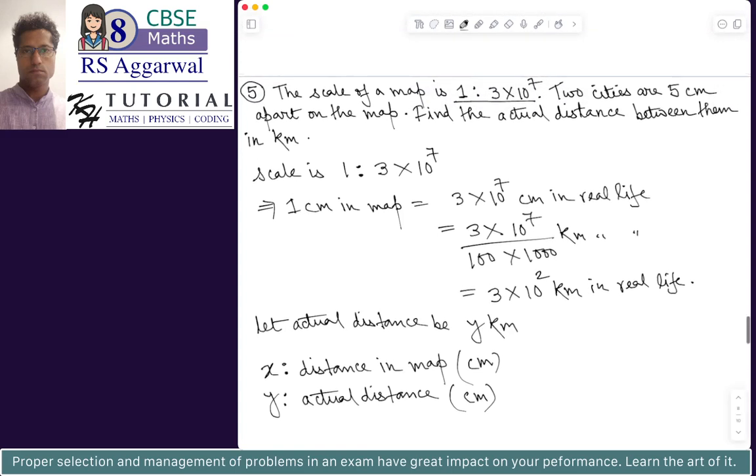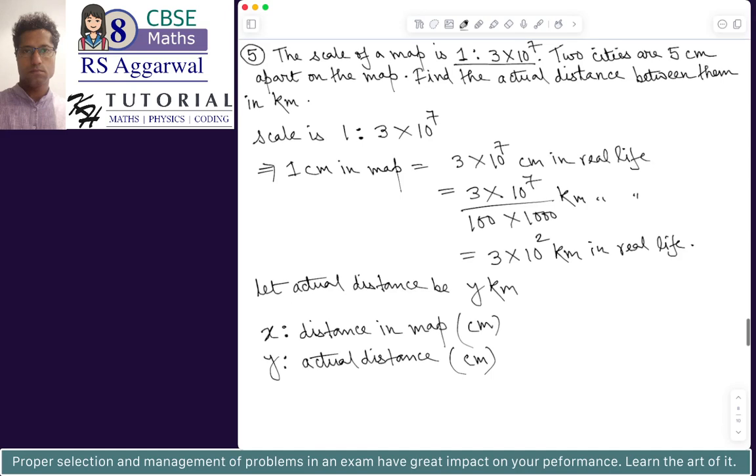So we can see that since the scale, what does the scale mean? The scale means that 1 centimeter distance in the map will be equal to 3 into 10 to the power 7 centimeter in the actual distance. So it means that for 1 centimeter in the map, the actual distance will be 3 multiplied by 10 to the power 7 centimeter.